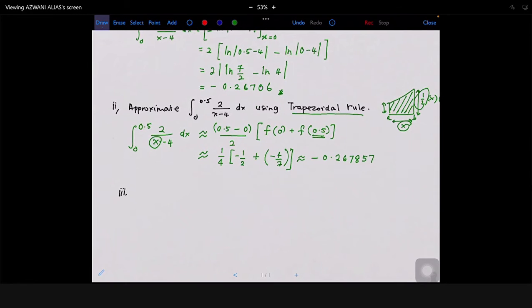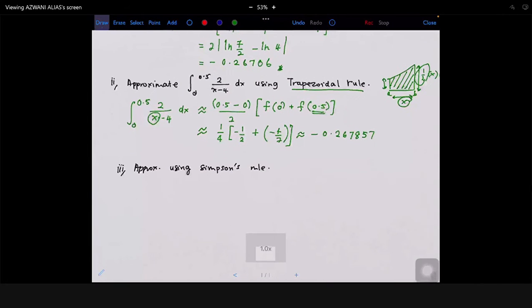Okay, so the next approximate using Simpson Rule. So, ingat balik formula Simpson Rules, dia melibatkan 3 titik. Okay, dia melibatkan 3 titik. So, integrate 0 kepada 0.5 for the function x minus 4 dx approximate.